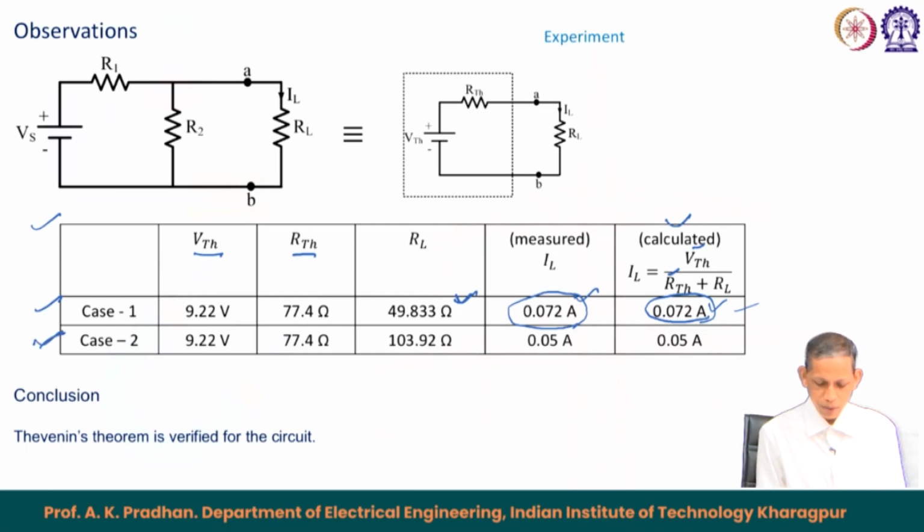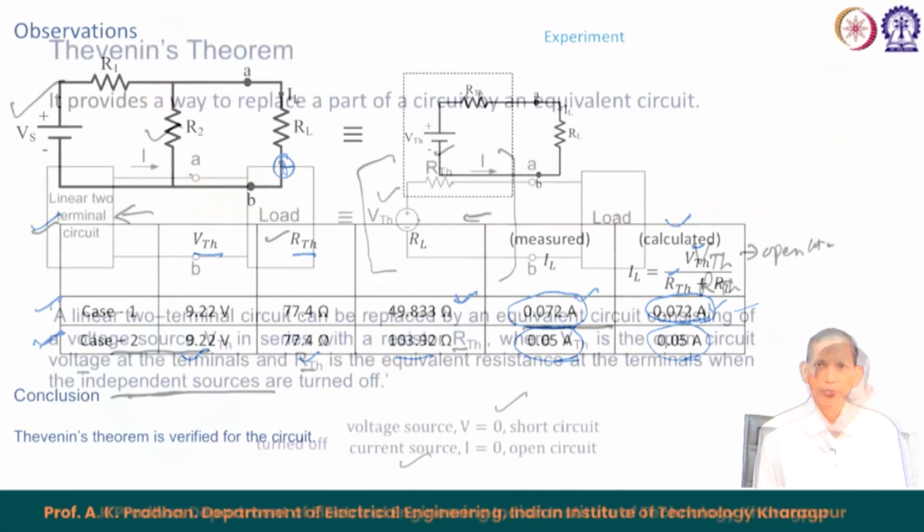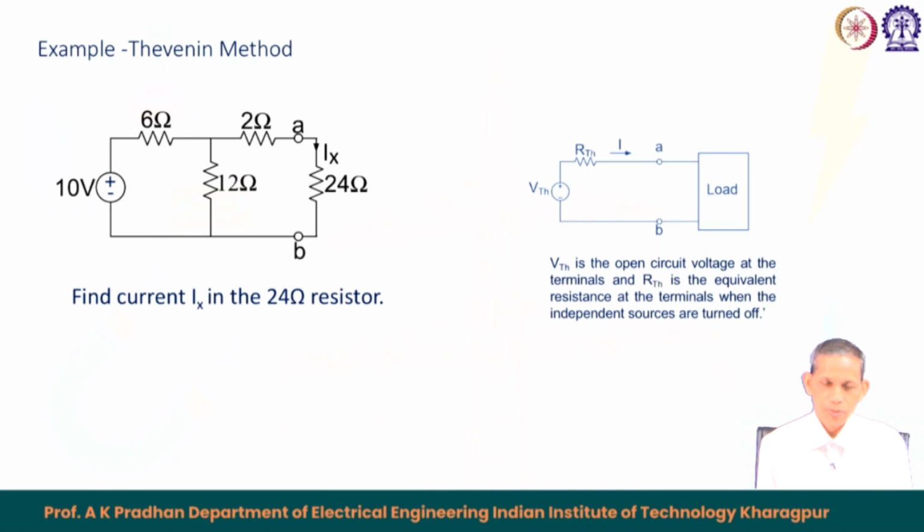Case 2 is with a different value of RL. Here the corresponding RL value is 103.92, obtained from the voltage and current reading, with VTH and RTH remaining the same. Now, the calculated value of the corresponding IL happens to be 0.05 ampere, whereas the measured value happens to be also 0.05 ampere, as measured through the ammeter in this experimental setup. So, we found that for both the cases Thevenin's theorem is in agreement with what we have studied. We will see how we can apply Thevenin's theorem and learn the technique for circuit analysis.